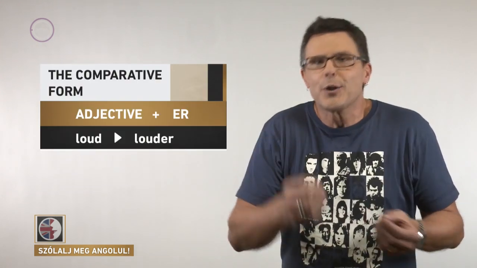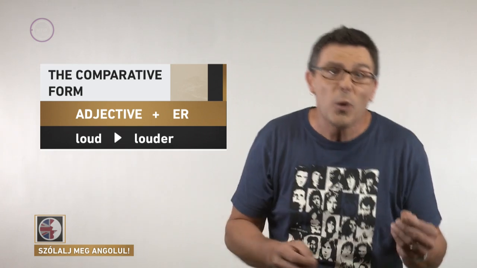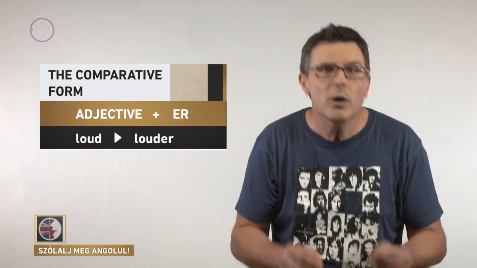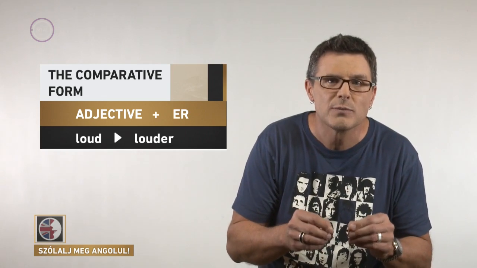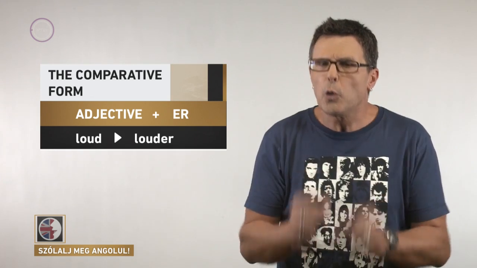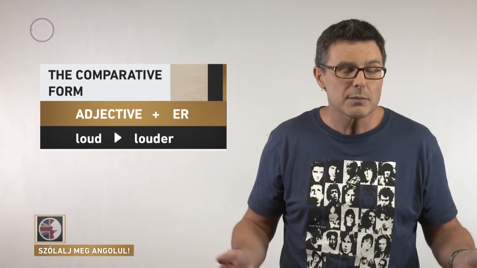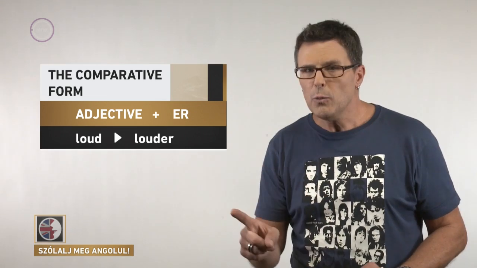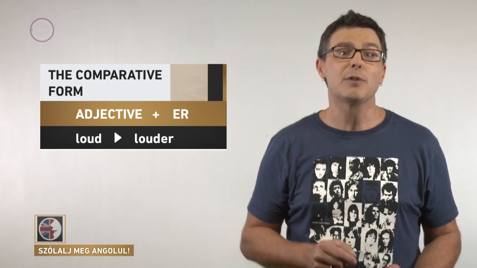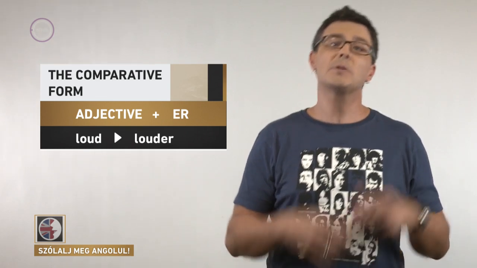Louder. The comparative form of the adjective loud. Loud, the opposite of quiet. Yes, we know quiet. Quiet as a mouse. And we know the opposite of quiet. Loud. Now, we also know the comparative form of the adjective loud, don't we? Yes, and it's regular. So, we add ER to the end of the adjective in order to make the comparative form. Loud becomes louder.